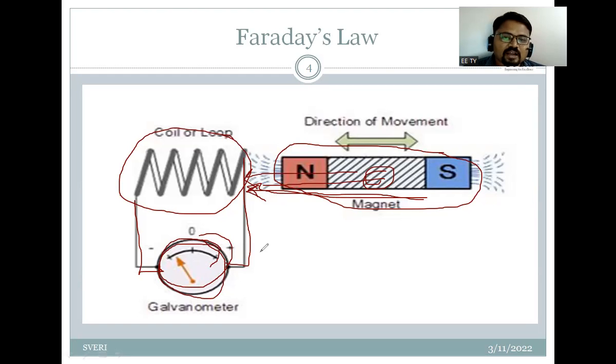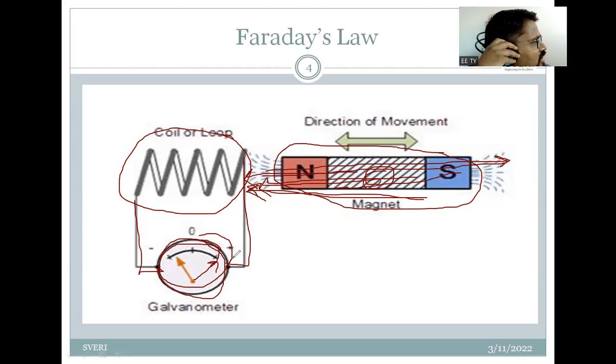After that, when he moved the magnet away from the coil, he observed exactly the opposite deflection in the galvanometer. Means if he observed the deflection on the left side when the magnet moved towards the coil, then when he moved the magnet away from the coil, he observed the deflection in exactly the opposite direction, towards the right side.